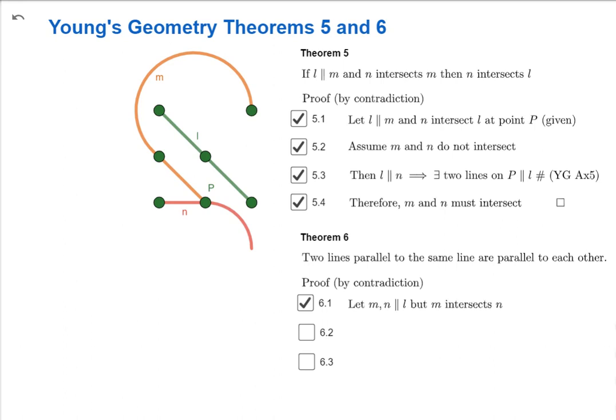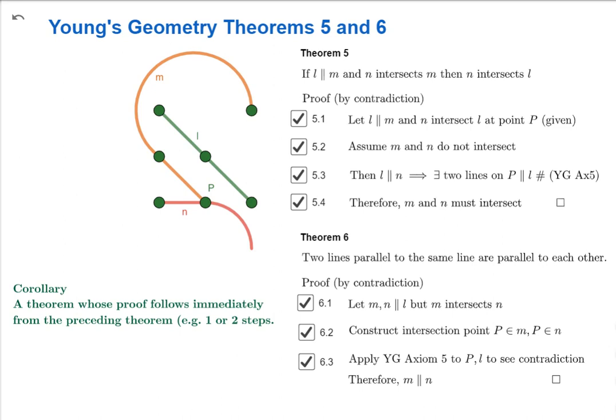Well, so first, just by the given, we're going to let M and N both be parallel to L, and have M intersect N. So I'm using the same drawing as before. It doesn't have to be the same point, but we're saying if they intersect at a point P, so label the point where they intersect P, and it's on both lines M and N, and then just apply Young's geometry axiom 5 to the point P to see the contradiction, and therefore M and N must be parallel. Okay.